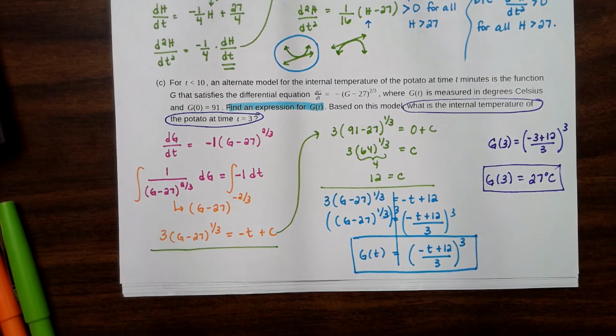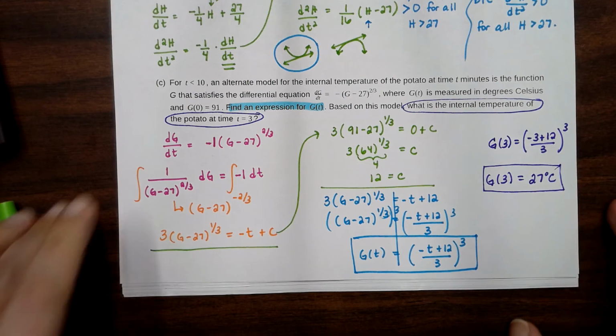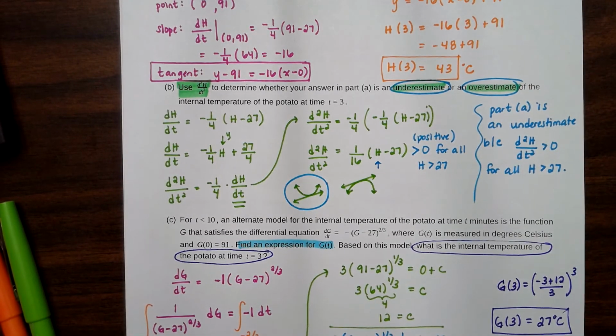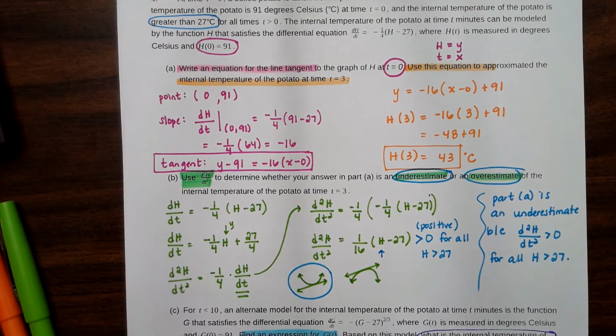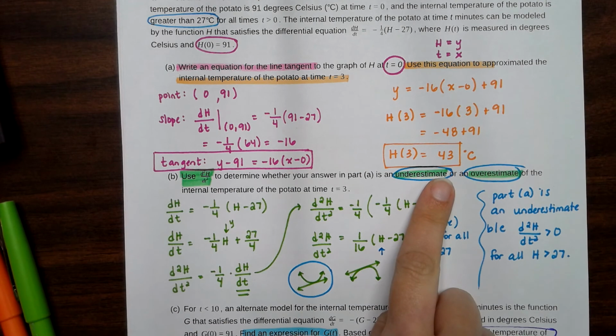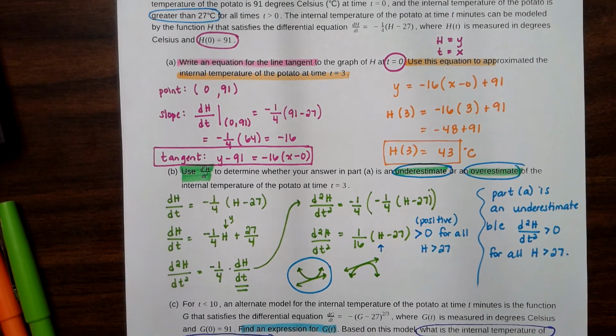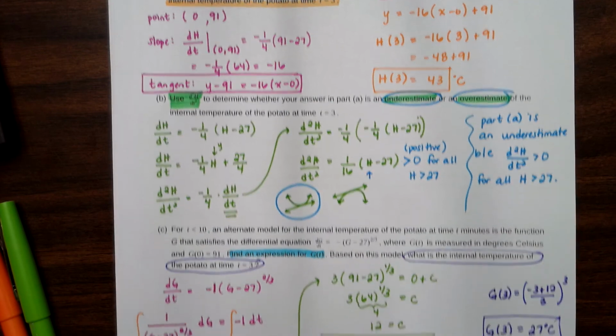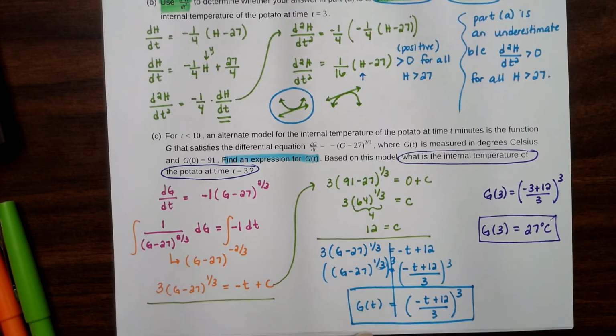Now, here's the part that I think is really cool. In this situation, we can actually use part A to check part B to check part C. We said our tangent line's estimate was 43 degrees. We also said that this was, did I do something wrong here? What did I do wrong?